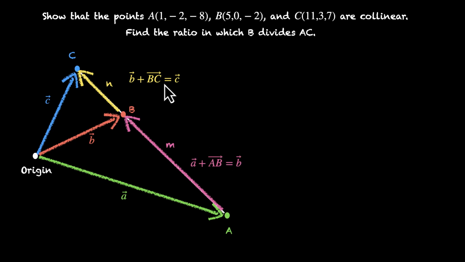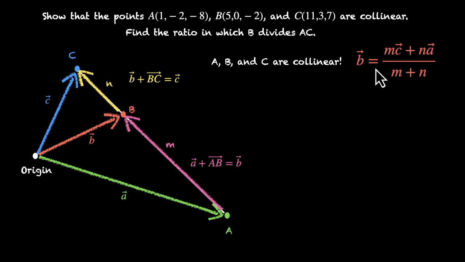Now we can rearrange and relate BC vector and AB vector. Because these 3 vectors are collinear, we'll get B vector equal to m C vector plus n A vector divided by m plus n. This is also called the section formula. This formula relates B vector which divides AC in the ratio m is to n internally. So what do we know? We know the position vectors of A, B, and C. And what do we need? We need the ratio in which B divides AC. So we need m by n.